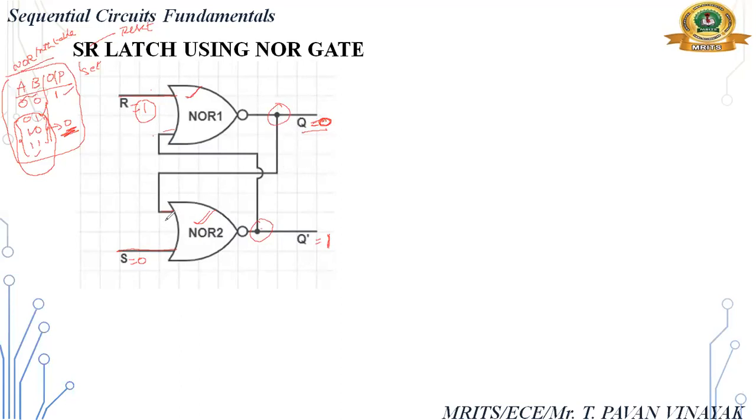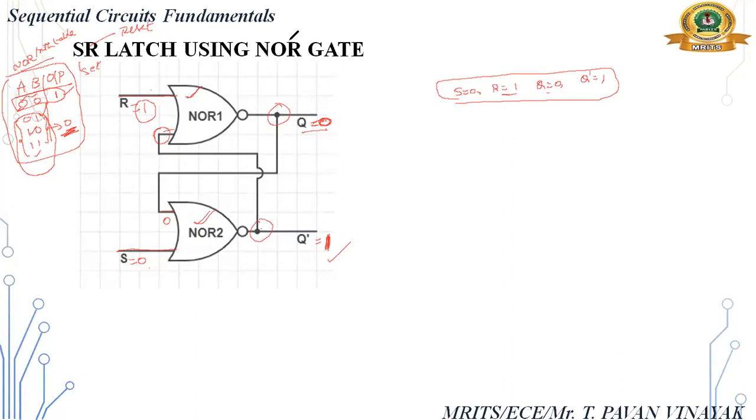So 0, 0 means what? 1. 0, 0 means 1, right? Observe here from this truth table. 0, 0 means 1. So when S is equal to 0, R is equal to 1, Q is equal to 0, Q bar is equal to 1. Whenever R is equal to 1, Q is 0, okay?